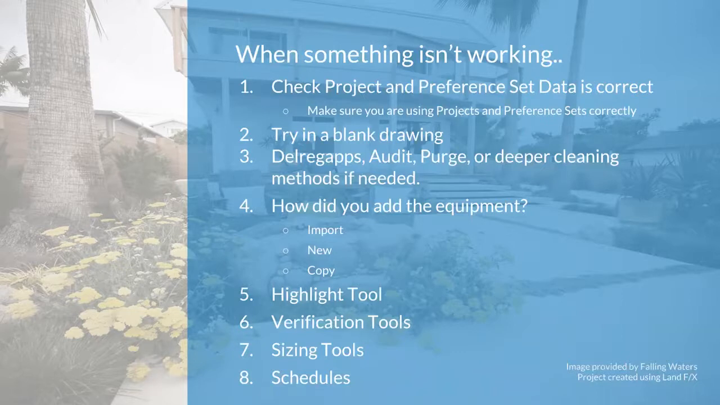That's probably the most common issue when you're working in a plan and something misfires, or it doesn't look right, or your actual lines are wrong, or your counts are improper. Just making sure that you have the proper project, having the proper preference set up, and frankly making sure that you do use those projects and preference sets correctly.